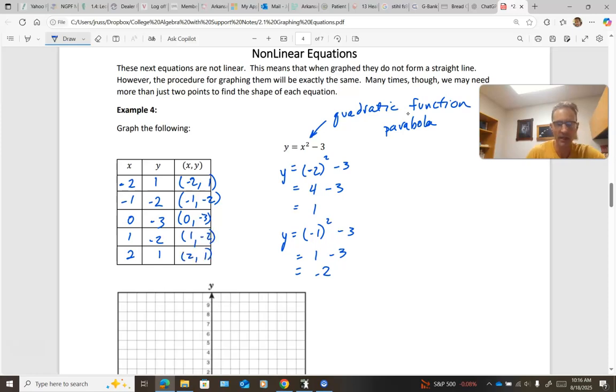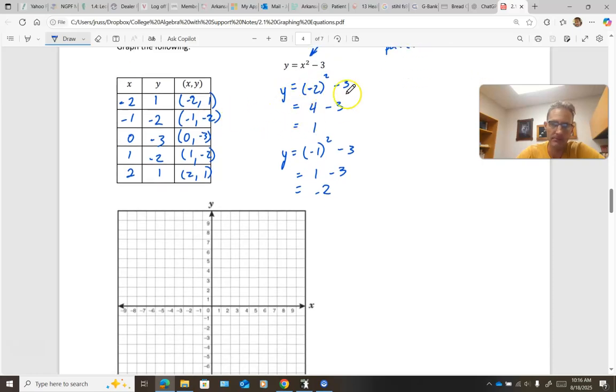And guys, by the way, when you're doing your homework and you're going to graph a quadratic equation or function, you don't need 5 points. You need 2 or 3, okay? And we will actually do an example in which I demonstrate that to you.